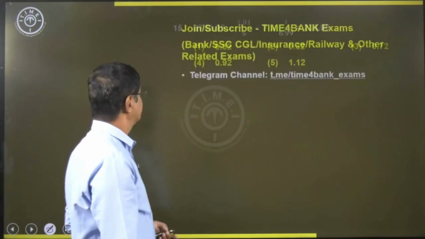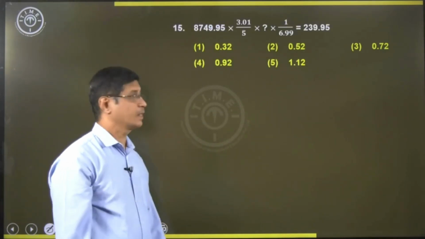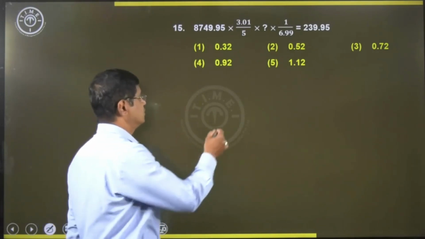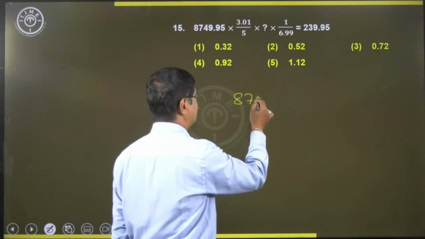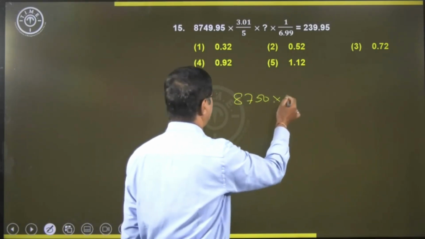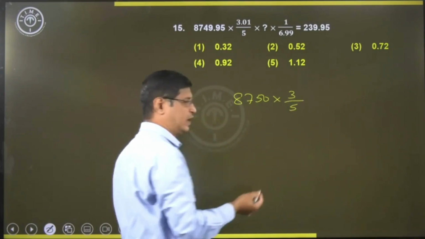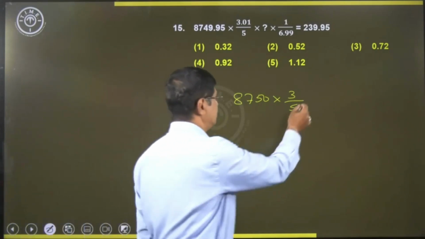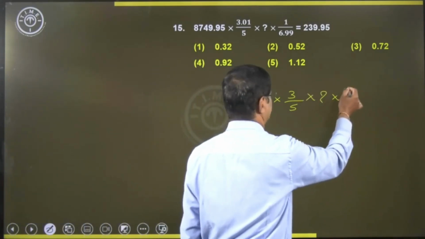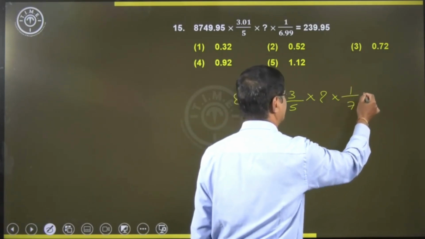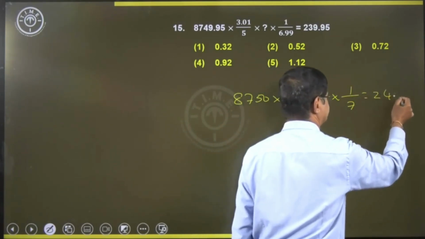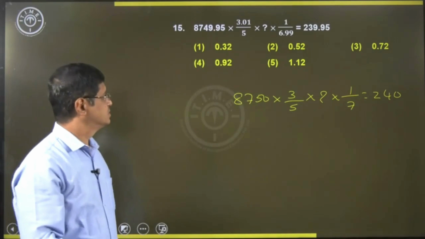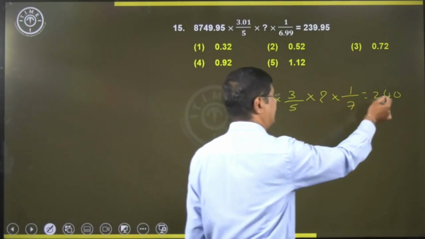Look at the next example on your screen. 8749.95, approximately 8750, into 3 by 5. 3.01 actually. So I am ignoring the decimal part because it is negligible. Into question mark, into 1 by 7 is equal to 240. 239.95 is approximately 240. Solving this, 0 and 0 we can cancel.